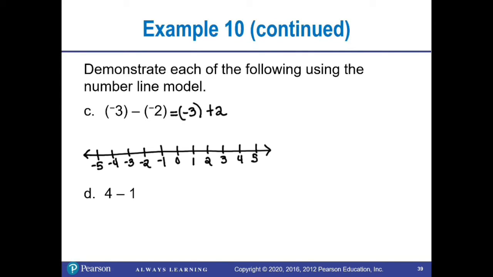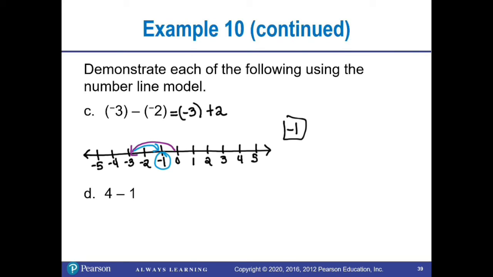The -3 tells me I start at 0 and I jump to the left 3. Then plus 2 tells me to jump to the right 2. And notice we land on -1. And so -3 minus -2 is -1.